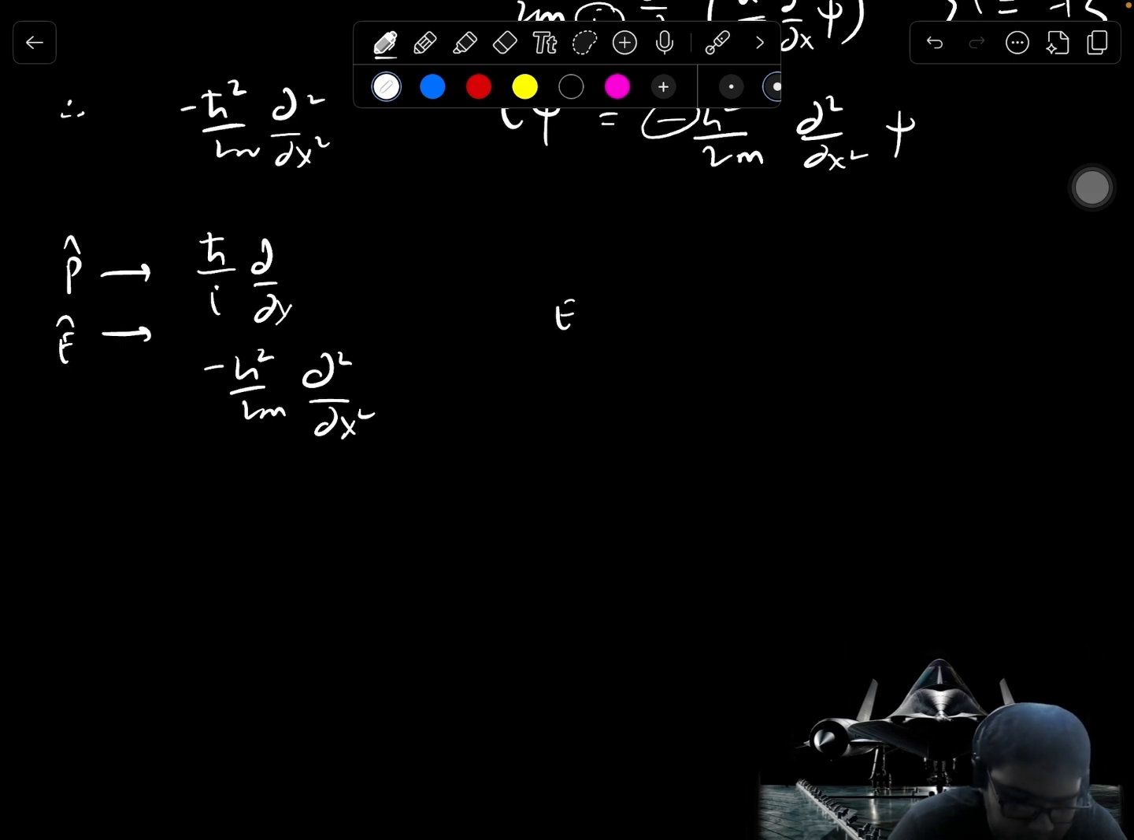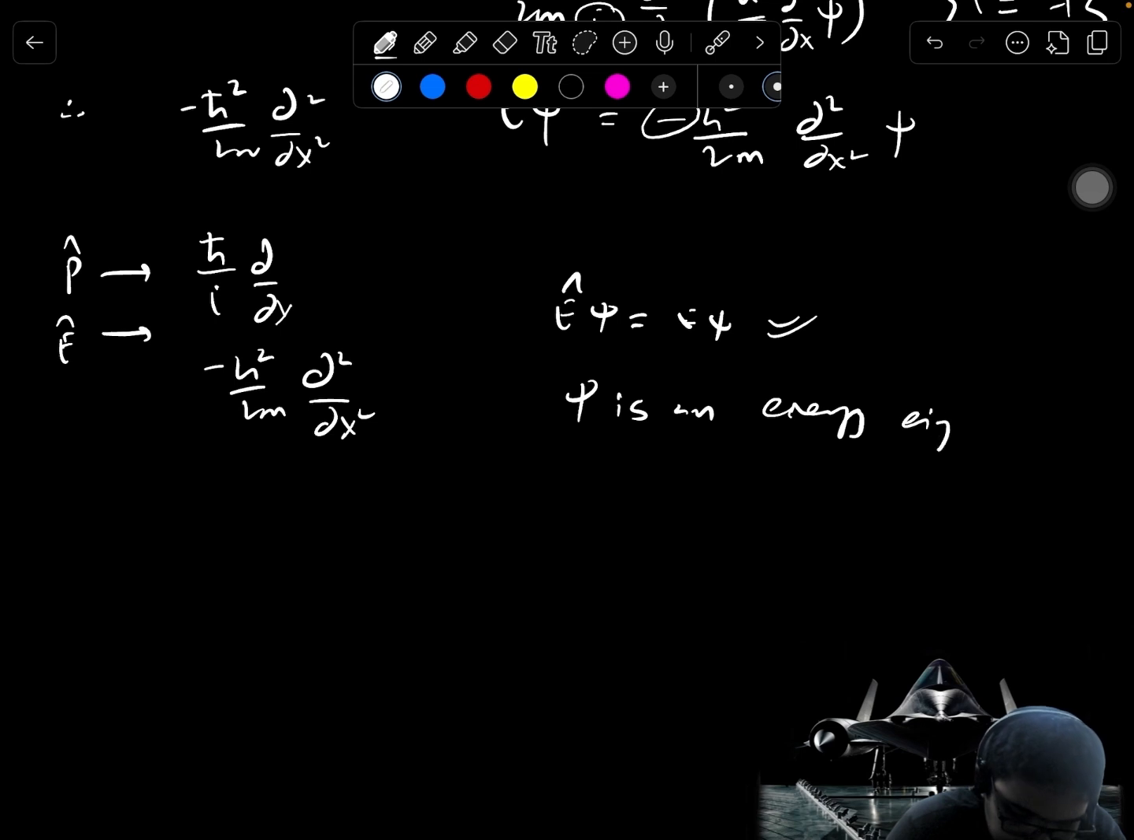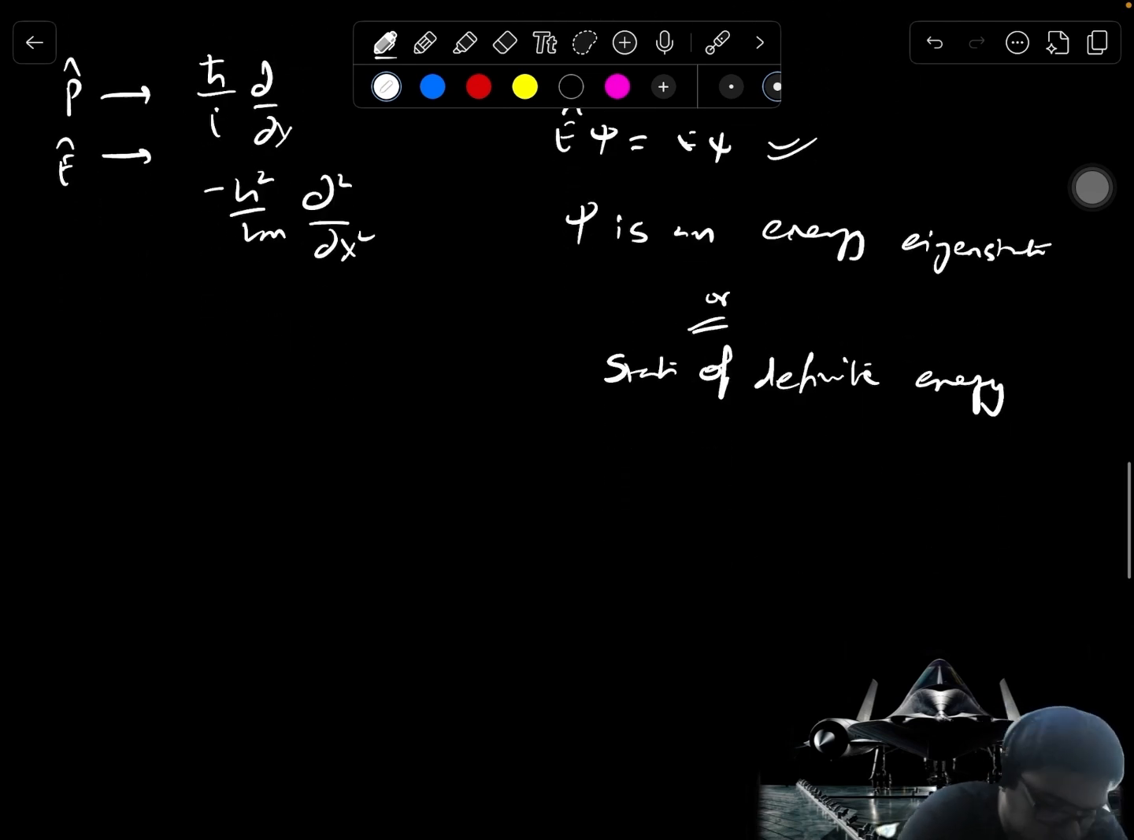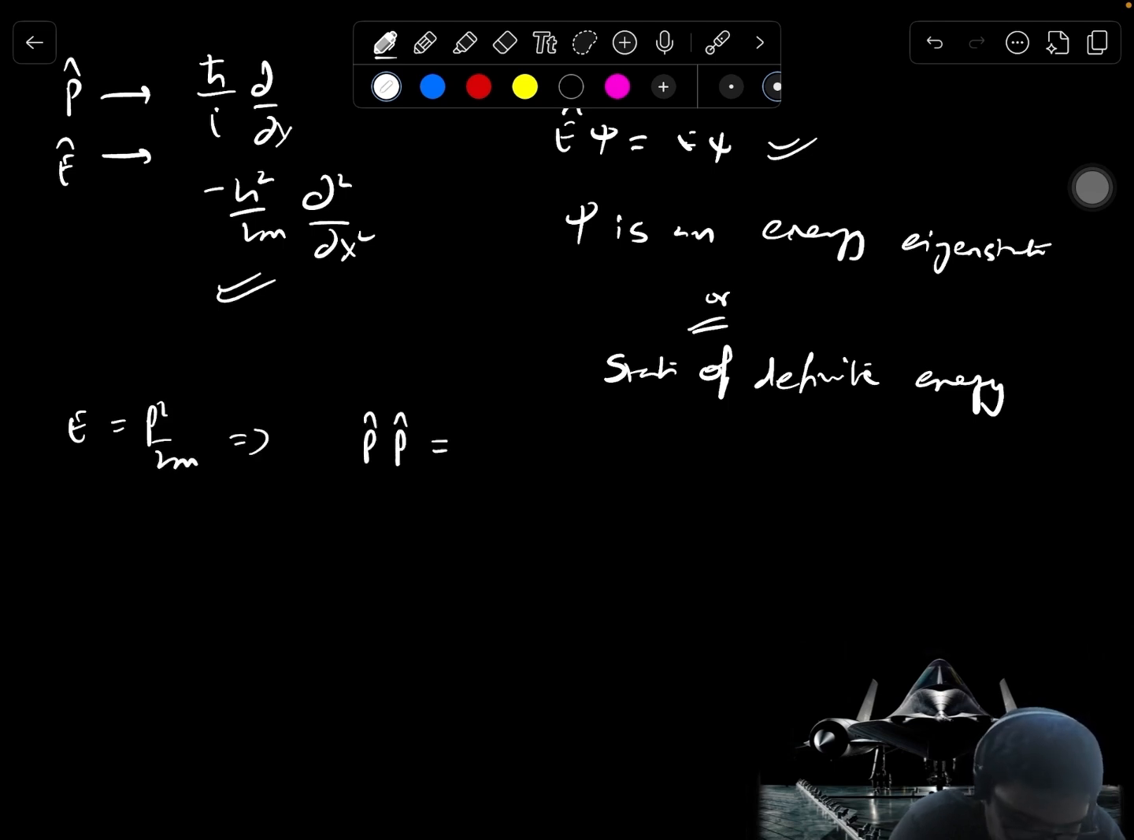So this was the original. So psi is an energy eigenstate because these are operators and not matrices. Or we can also say it is a state of definite energy when this holds true. Okay, so moving on. E equals p squared by 2m again. So here I'm just doing p into p. I'm just trying to get a relation between the energy and the momentum operators now. Minuses cancel out.